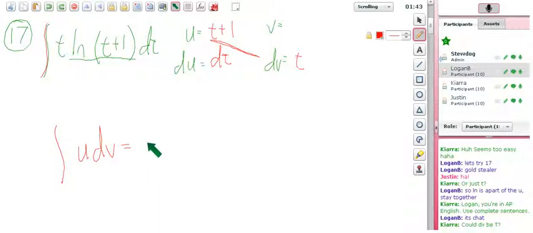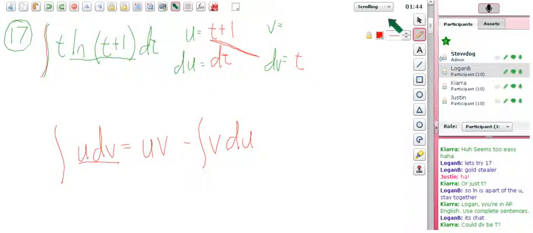and set that equal to, well, this is the formula that we derived in class: u times v minus the integral of v du. So we're trying to get a function times a function to take the place of our original integral. So making u equal to t plus 1, no matter what you choose for dv, it's just not going to happen that way. You're not going to be able to make u times dv be equal to this whole thing.